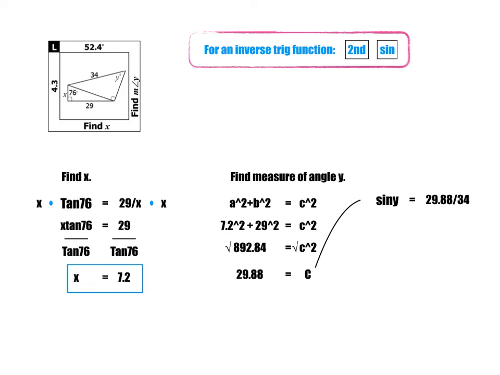Okay, and if you look at the top of this slide in the pink and blue, it says for an inverse trig function, which is what we use to get angles, you're going to hit second sine in your calculator. That should come up with sine with a little -1 at the top. So that gets rid of it over here. It'll say y equals sine inverse, so sine to the -1, and you type in 29.88 divided by 34, hit enter, and you're going to get y equals 61.5. So now you find that little puzzle piece that has 61.5 and you drag it over.